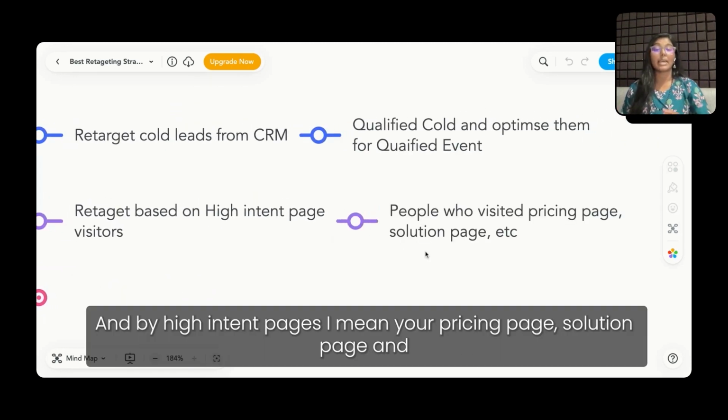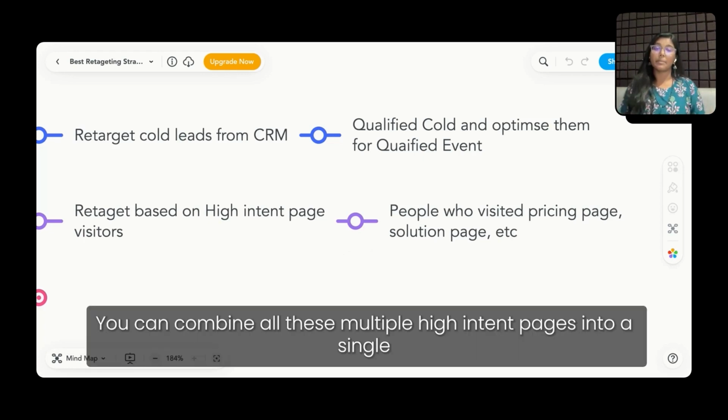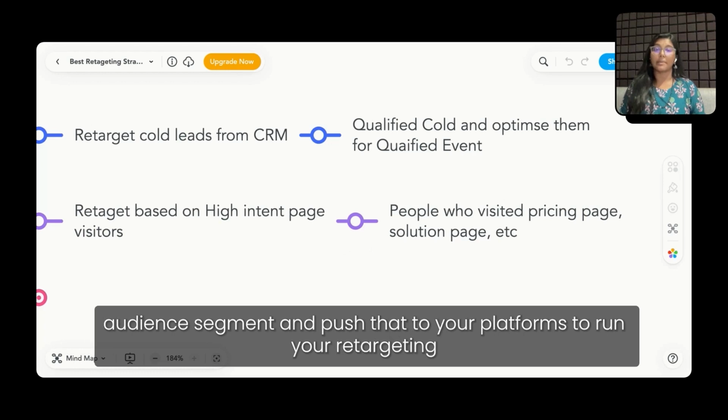Now the second strategy is to retarget people who have viewed high intent pages on your website. And by high intent pages, I mean your pricing page, solution page, and your integration page. You can combine all these multiple high intent pages into a single audience segment and push that to ad platforms to run your retargeting campaigns as well.